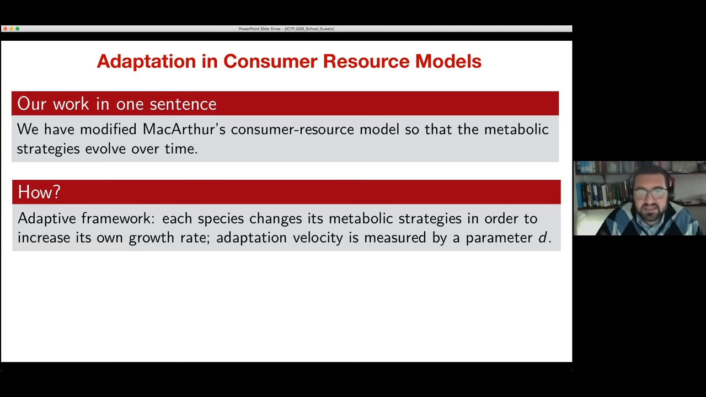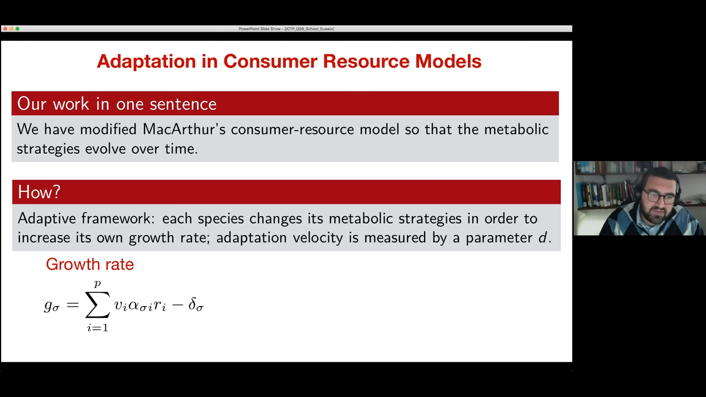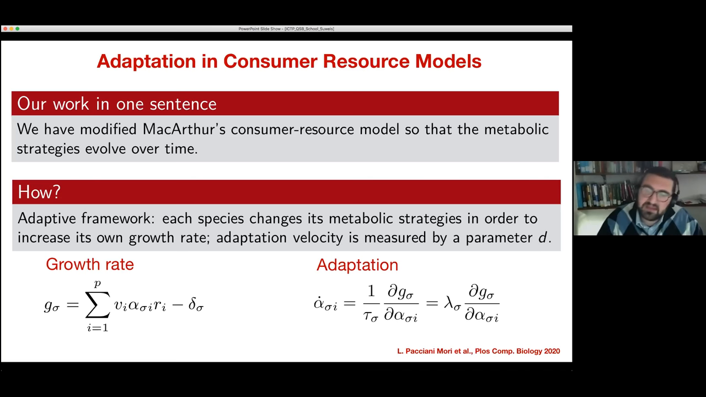Okay, so how to write such an equation? Well, we used a simple idea, maybe the most simple idea, that is to use an adaptive framework, so that each species changes its metabolic strategies in order to increase its own growth rate. This is, in a way, the possibility that the species can adapt to the environment and select which kind of metabolic strategies it wants to use. So again, if this is the growth rate, the equation for the metabolic strategies is simply the gradient of the growth rate. In this way, we optimize the growth rate. And one over tau, or lambda, denotes the velocity of this adaptation. Then we will see how this is related with the parameter D.